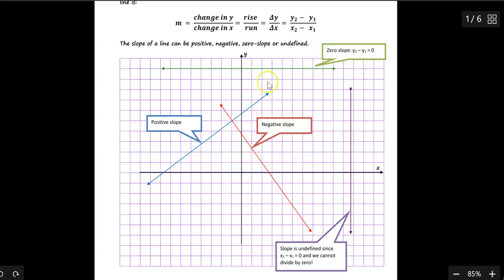All right, so keep this in mind. There are four types of slope that we must remember.